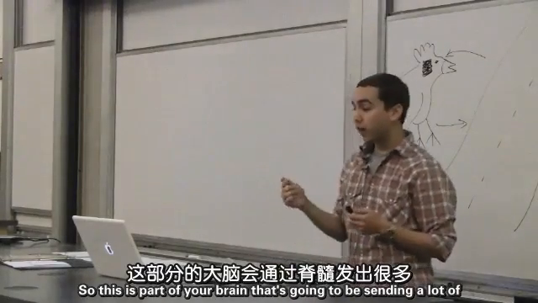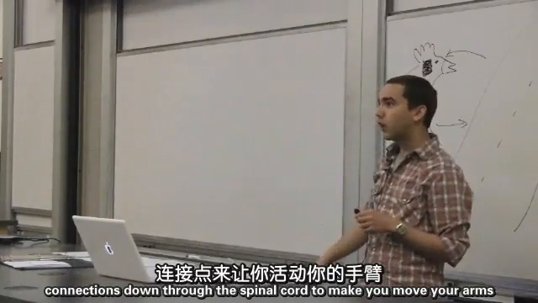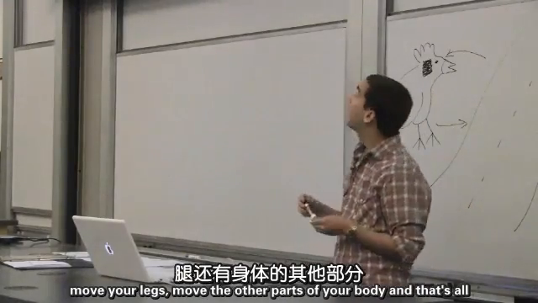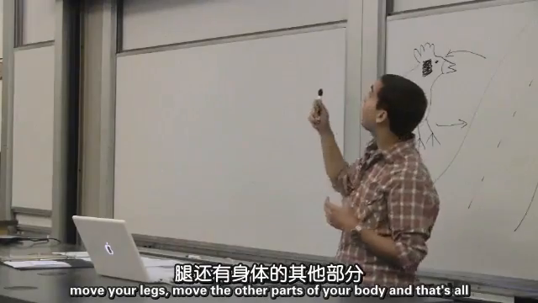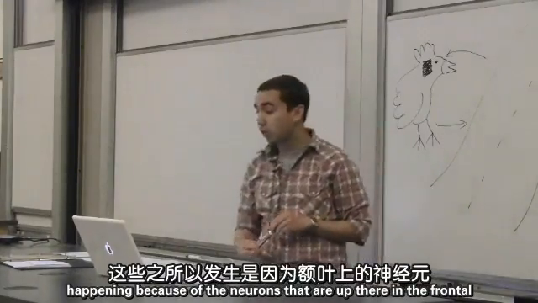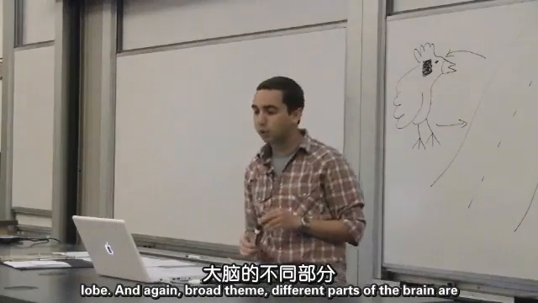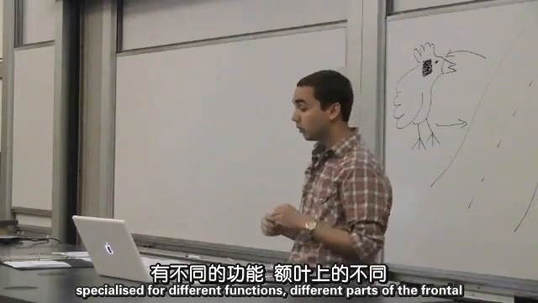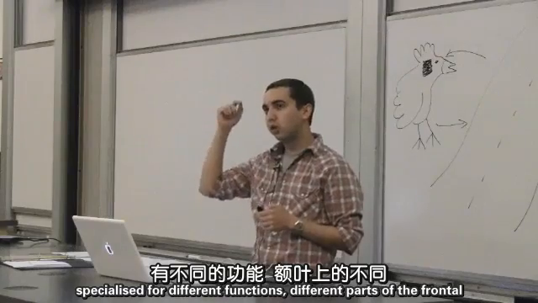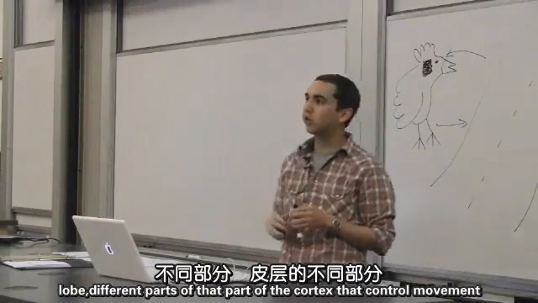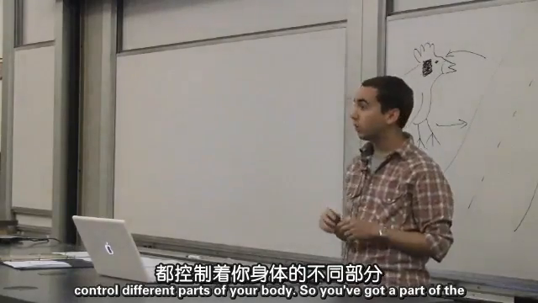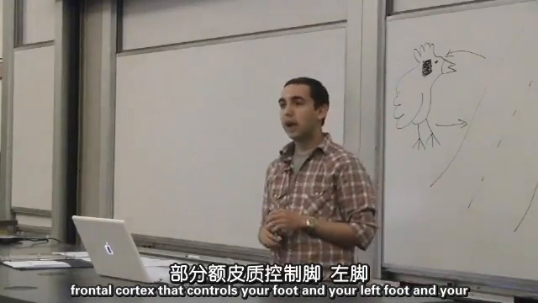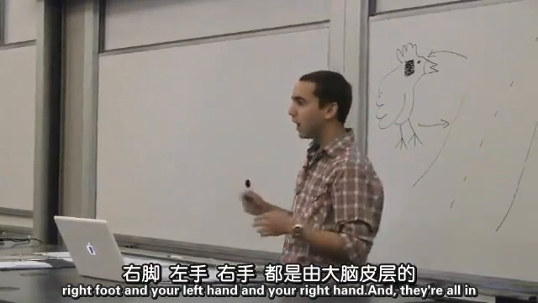So this is the part of your brain that's going to be sending a lot of connections down through the spinal cord to make you move your arms, move your legs, move the other parts of your body. And that's all happening because of the neurons that are up there in the frontal lobe. And again, broad theme, different parts of the brain are specialized for different functions. Different parts of the frontal lobe, different parts of that part of the cortex that control movement, control different parts of your body. So you've got a part of that frontal cortex that controls your foot, and your left foot, and your right foot, and your left hand, and your right hand.